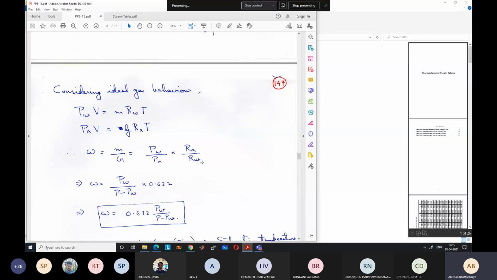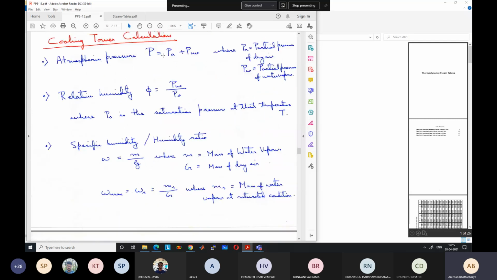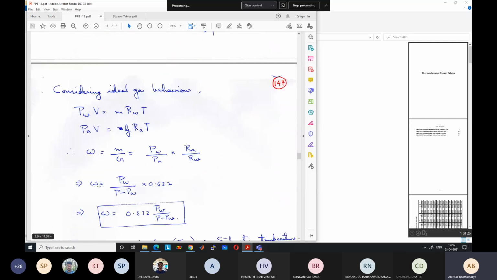So we can write Pa as P minus Pw, because P is equal to Pa plus Pw. Ultimately we can write the absolute humidity ratio as omega is equal to Pw by P minus Pw into 0.622, where 0.622 comes because of Ra by Rw. So omega is equal to 0.622 Pw by P minus Pw.